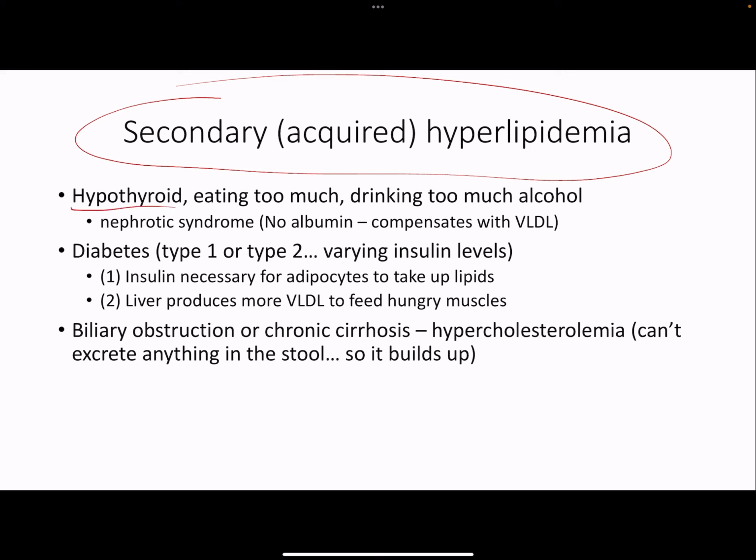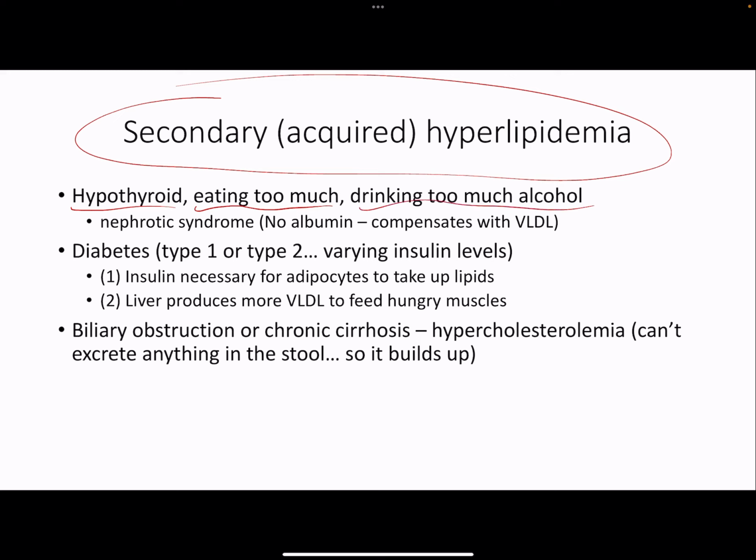Hypothyroid: thyroid does a bunch of things, but it can help increase your metabolic activity. If you're decreasing your metabolic activity, you're probably not burning your fat. You're going to accumulate fat, and it's not needed as much. I'm sure it's more complicated, but that's how I thought of the link there. You just eat too many brownies, too much fried chicken.